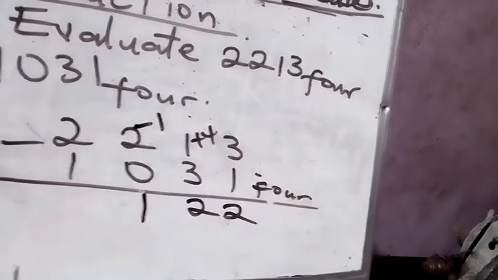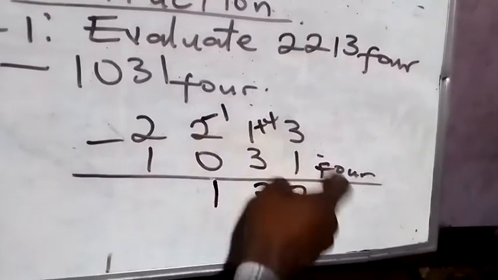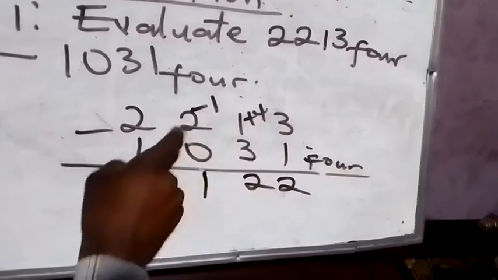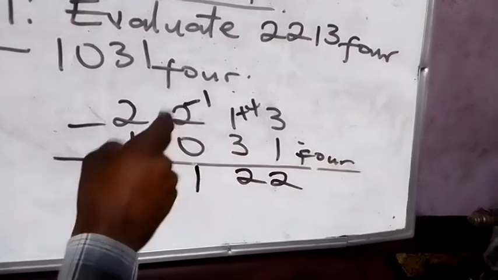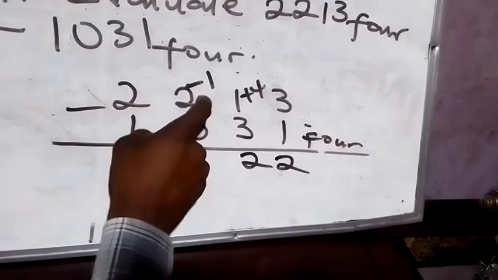That is 1. Now, why is this one reduced by 1? Let me say it again. Because you carry base here, and anytime you carry base, the number in front will be reduced by 1. So it's going to remain 1 here. So 1 minus 0 is 1.